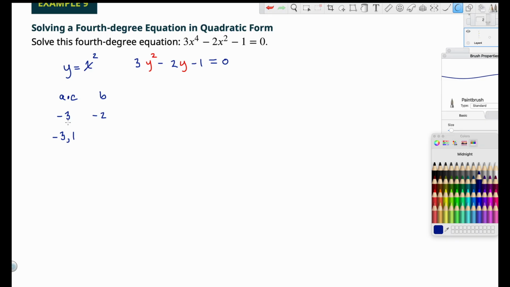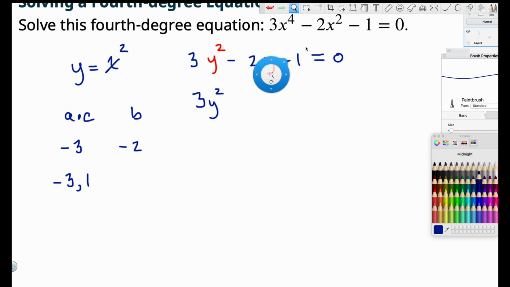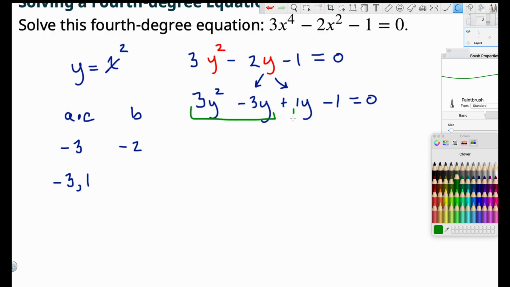Okay, negative 3 times 1 is negative 3. Negative 3 plus 1 is negative 2. So now we're going to rewrite our middle term here. Zoom in. Middle term here is going to be minus 3y plus 1y. Okay, there's my negative 3 and my 1 right there, minus 1. Just broke up that middle term into those 2 terms. And now we're going to find the GCF of the first 2 and then the GCF of the second 2. We are factoring by grouping now. So GCF of the first 2 would be 3y.